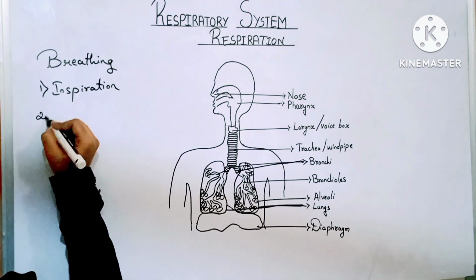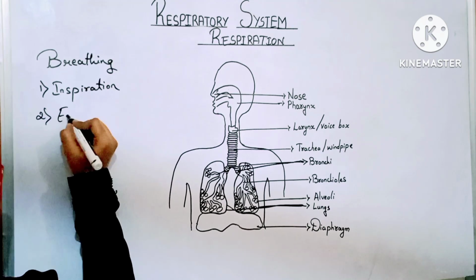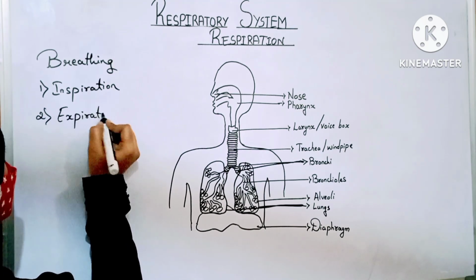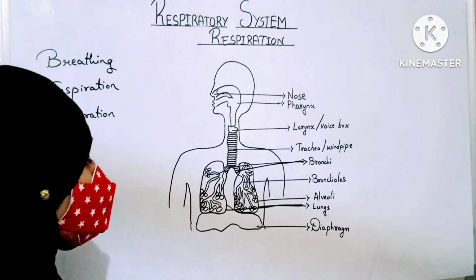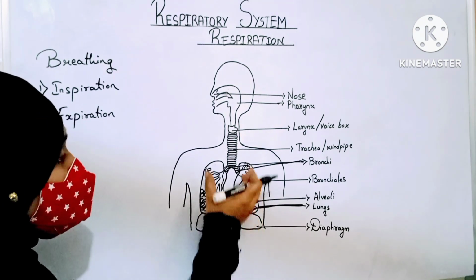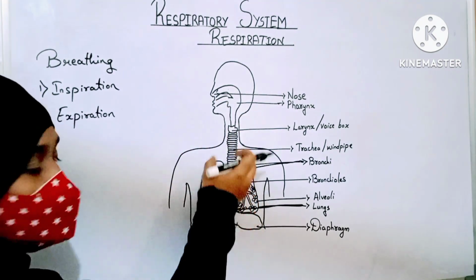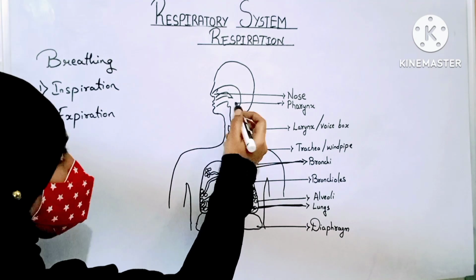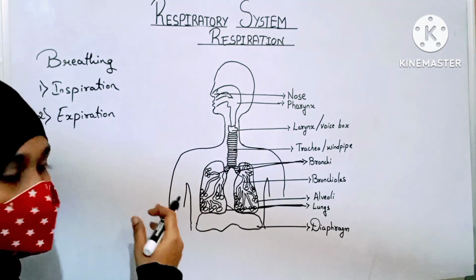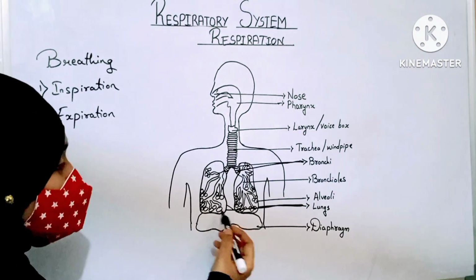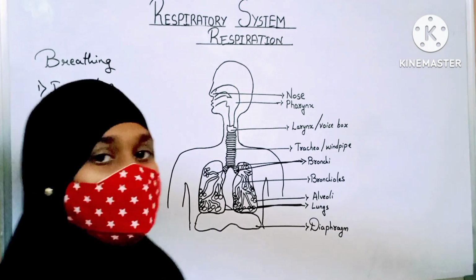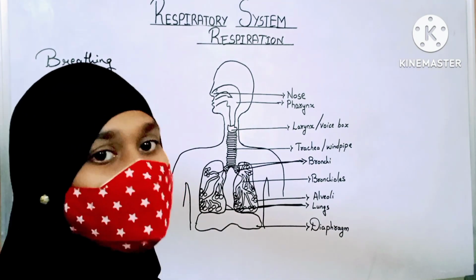Then what is the next step? Expiration. What is expiration? When the carbon dioxide is removed from the body, from the lungs, it is removed through the nose. That is expiration. And the diaphragm and the muscles of the rib cage are in a relaxed position. Let us see one example of inspiration and expiration.